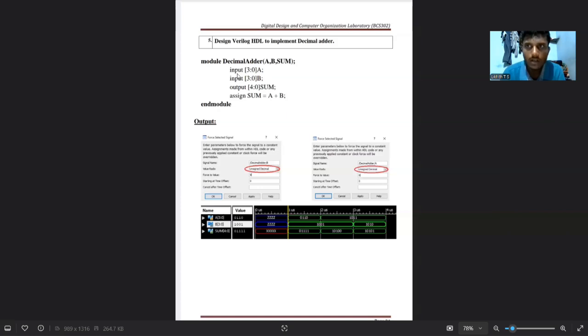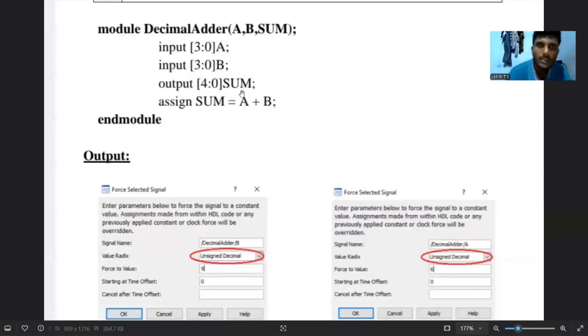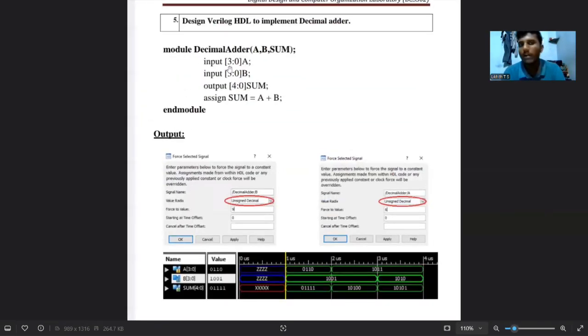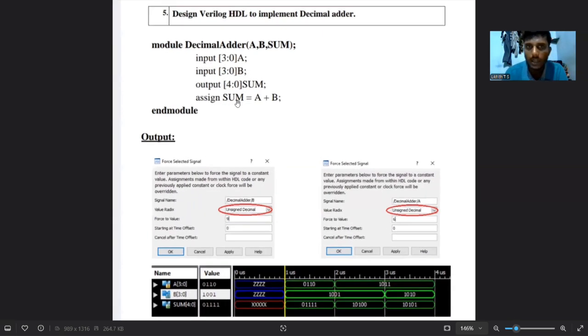For example, we will take 6 and 9 and perform the addition of 6 and 9. We will give 6 as input A, which is 0, 1, 1, 0, and we will give 9 as input B, which is 1, 0, 0, 1, and the output will be 15, which in binary is 0, 1, 1, 1, 1.